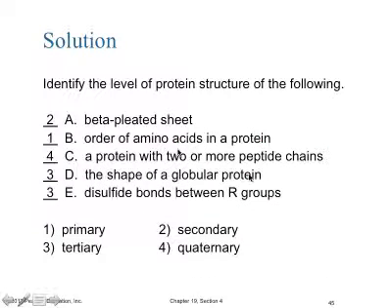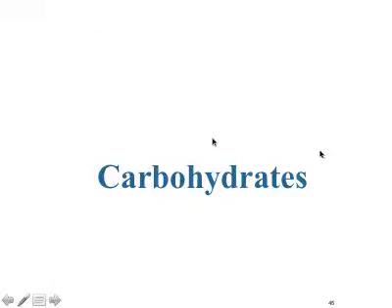So let's check our answers. Oh, 2 or more peptide chains is 4, the quaternary structure. And I had said 3 and 3 here. So a protein with 2 or more peptides is a little misleading. I would say maybe 2 or more peptide subunits would make it a little more clear.